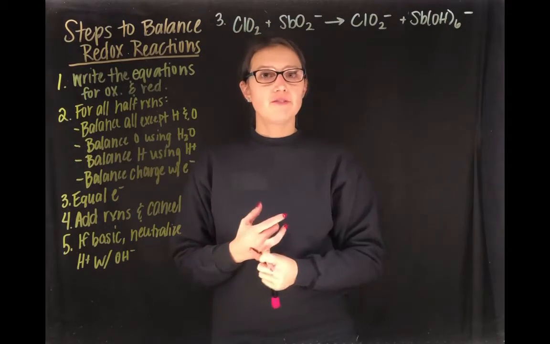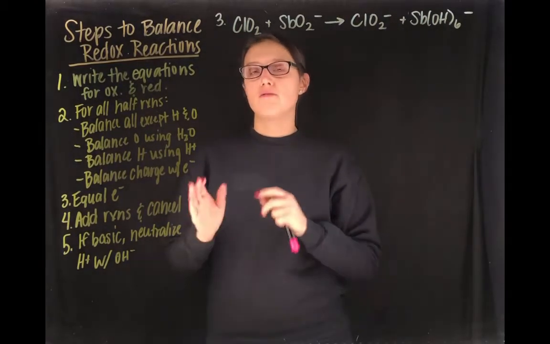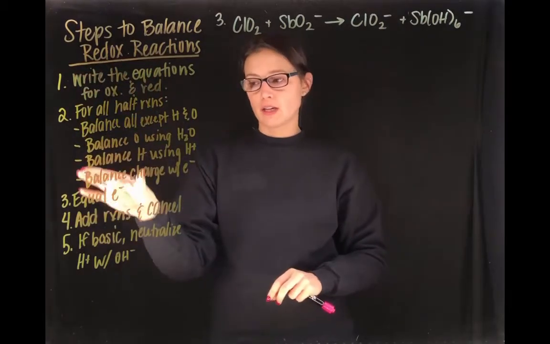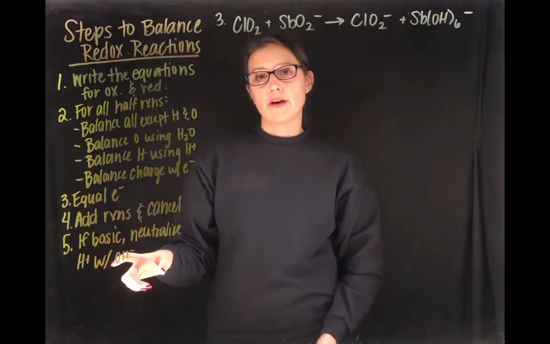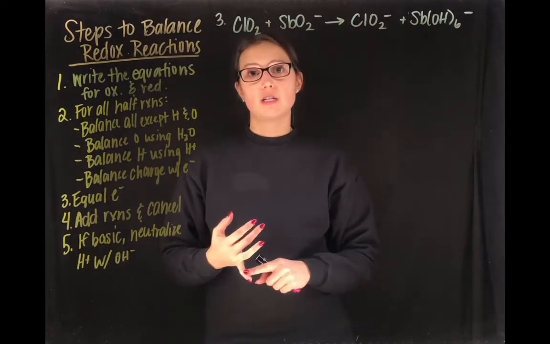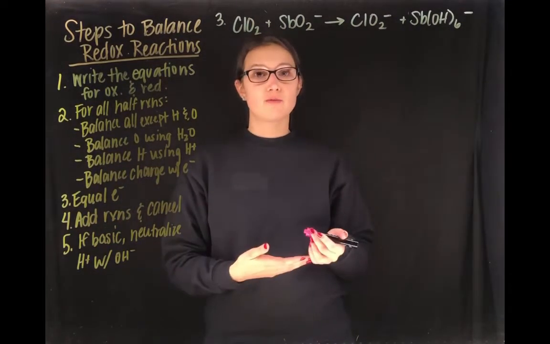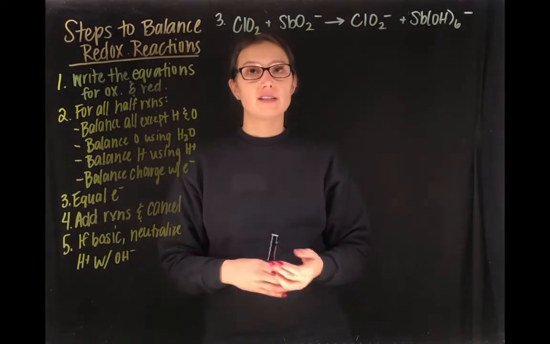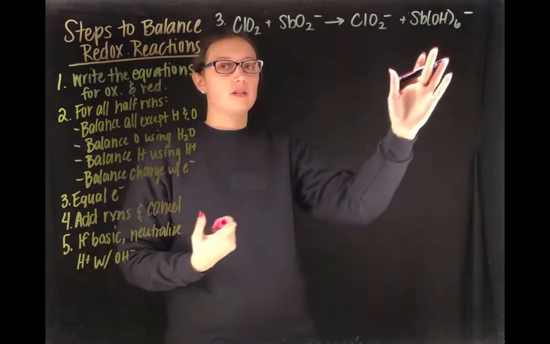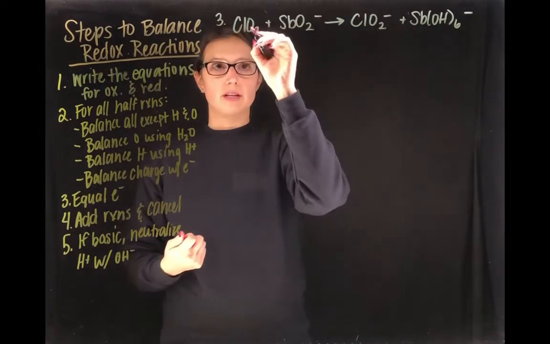The first thing you have to do whenever you're balancing redox is you always have to assign oxidation numbers first. Even before any of the steps to balancing redox, at the very top, you always need to assign oxidation numbers, because if your oxidation numbers don't change, it's not redox, and you can balance it like normal. So let's go through and assign oxidation numbers to all of the individual elements.